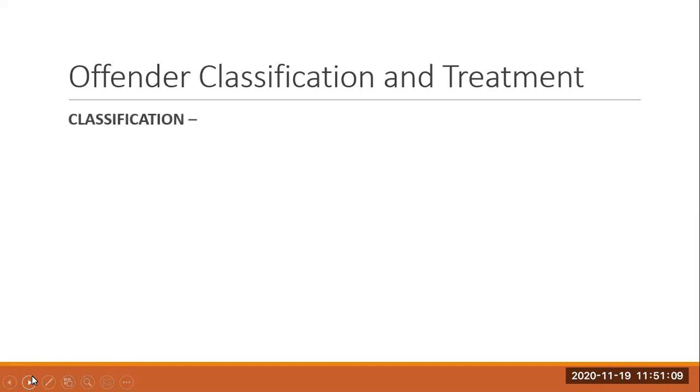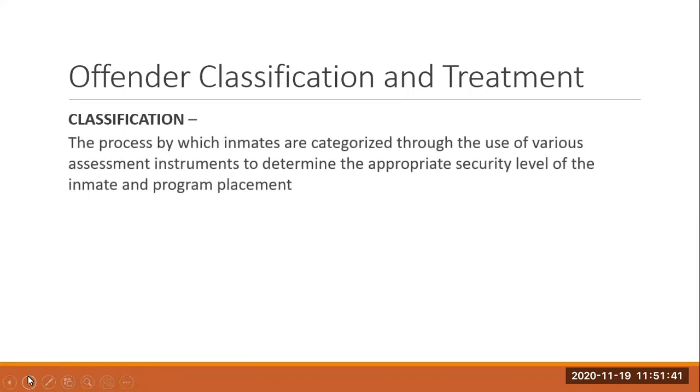We'll start off first with defining what is meant by classification. So this plays a big role in the role that corrections plays. So for example, once an offender is sentenced, are they a maximum security offender? Are they a medium, a minimum? What kind of treatment programs do they need to be participating in? What kind of safety concerns might they pose to correctional officers and staff within the institution once they're classified? All of this falls under the broad idea or concept of classification.